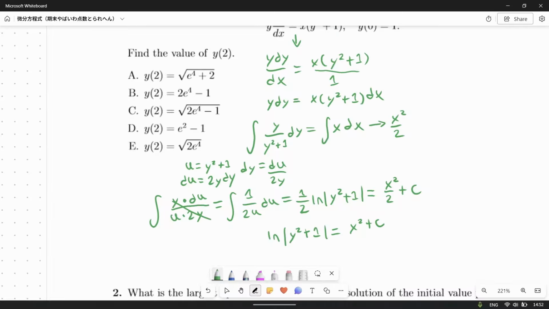And so from here now, the next step I have to do, let me put an arrow here to show that I went to here.